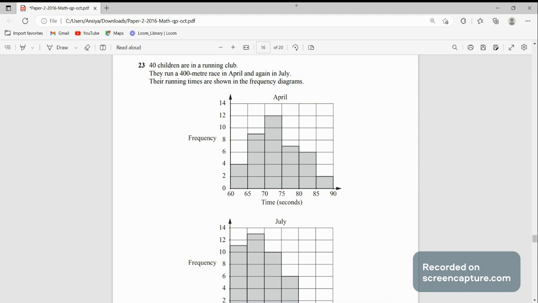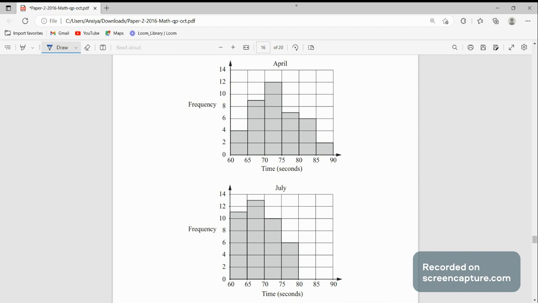Look at the graph. What's given on the x axis? It's the time. And the frequency means number. It's a number. For example, this means 60 seconds. So in 60 seconds, four students completed the race in just 60 seconds.